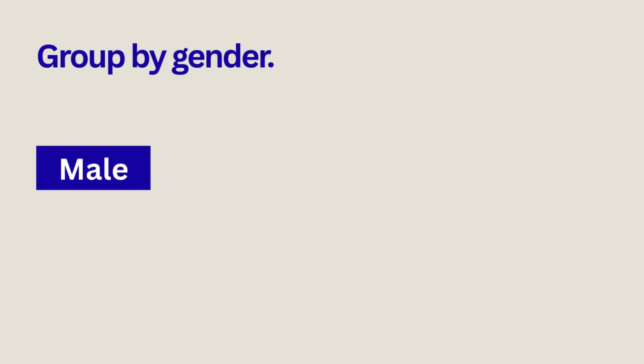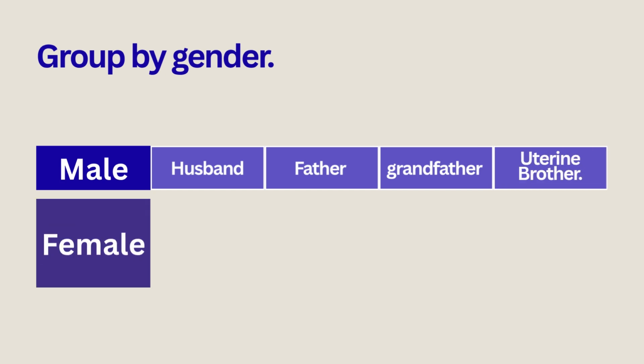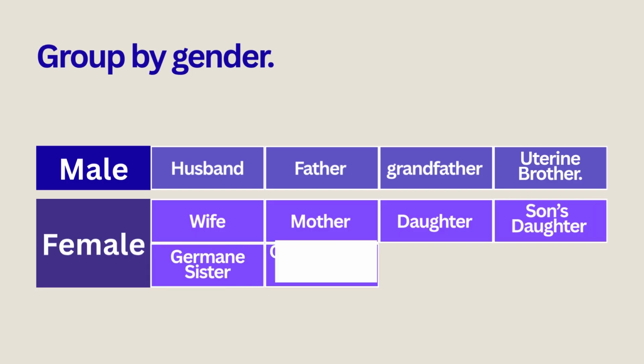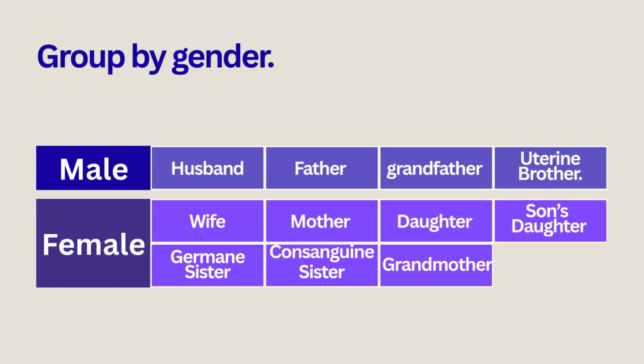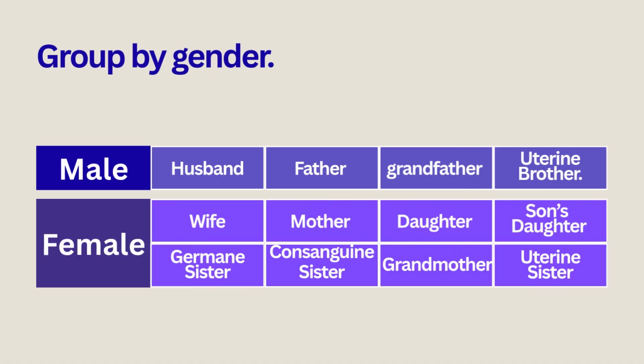First, by gender. Male sharers. We have the husband, the father, grandfather, and the uterine brother. Female sharers. We have the wife, mother, daughter, son's daughter, germane sister, consanguine sister, grandmother, and uterine sister. That makes a total of 12 Quranic sharers.